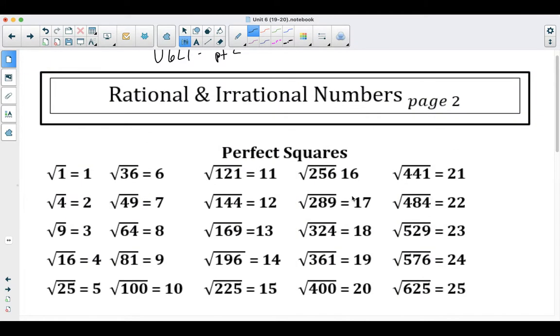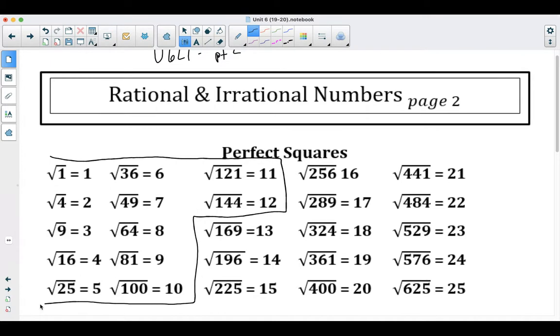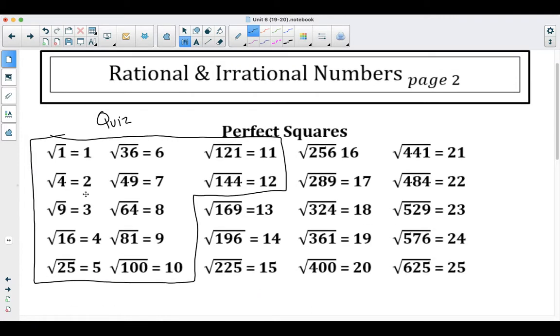Rational versus irrational numbers. We have a little chart here. For those of you who are taking my class, I need you to focus on these because this will be a quiz, and it will be all from memory. You will have to know these perfect squares from memory. These are square roots. In square roots, there are rational and irrational numbers, but perfect squares are rational numbers.